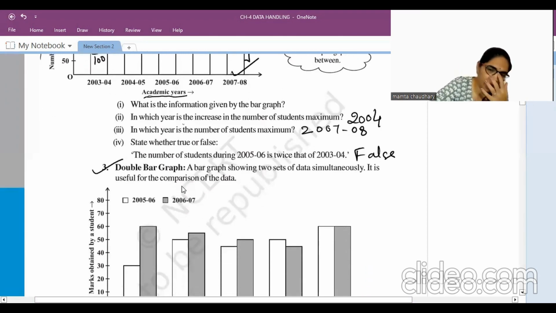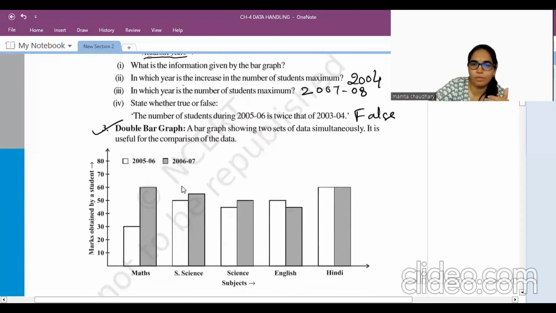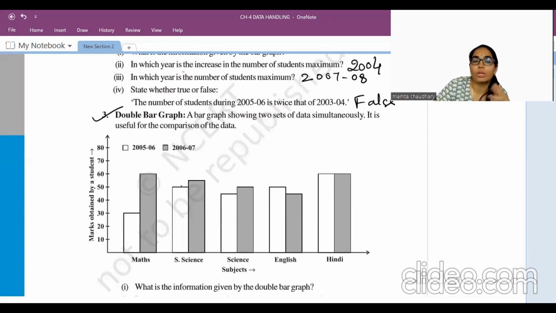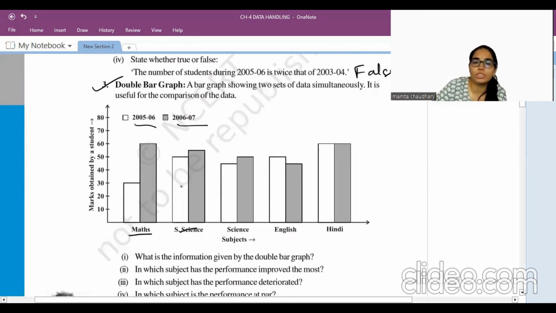Now, next, the double bar graph. What is a double bar graph? The same type of things will be there. But here you can analyze two different sets of data together. Like here we are analyzing subject marks in different sessions, like in 2005-6 and 2006-7, obtained by a student. Fine. Now, what is the information given by the double bar graph? This double bar graph is showing the marks obtained by a student in sessions 2005-6 and 2006-7.